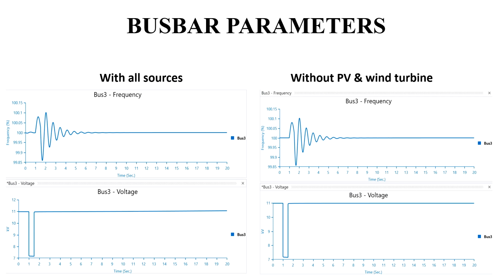Now we can see the busbar parameters with and without PV and wind turbine. Just like the previous slides, there is no noticeable difference between these two. So we can safely assume that even after the integration of the PV and wind resources, the existing system parameters don't change drastically.